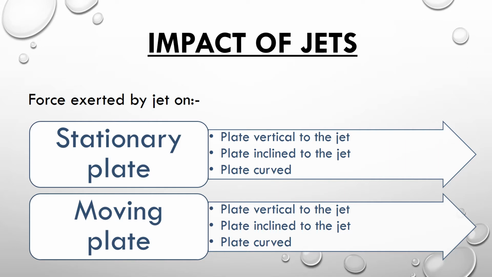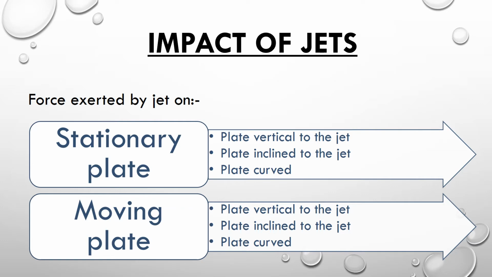So what do you mean by impact? Impact of jet means here we are trying to find out the force exerted by the jet on a plate, and that itself is categorized into two: stationary plate or moving plate. For this entire topic, our derivations and our study will be based on Newton's second law of motion, which is more commonly known as the impulse momentum equation.